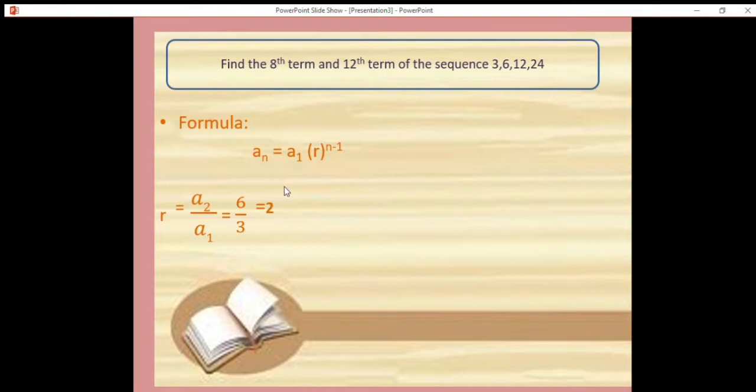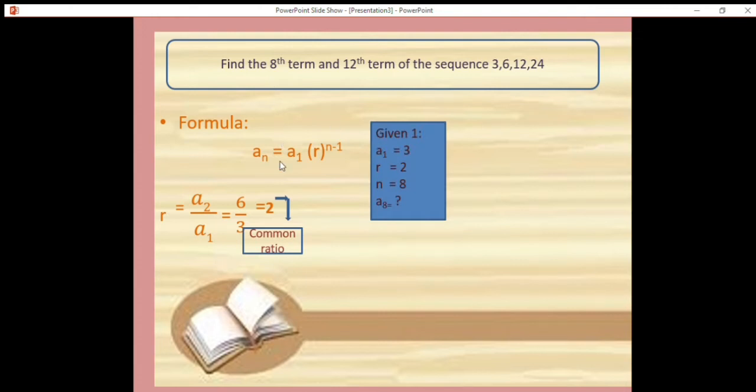Now that we know the common ratio of this sequence, we need to identify what the a sub n, a sub 1, r, and n are in this problem. Our a sub 1 is equal to 3, because that is the first term. Our r is equal to 2, because that is the common ratio of this sequence. Our n is equal to 8, because 8 is the number of terms. And our a sub n is going to be a sub 8, because this is the unknown we need to find in this problem.